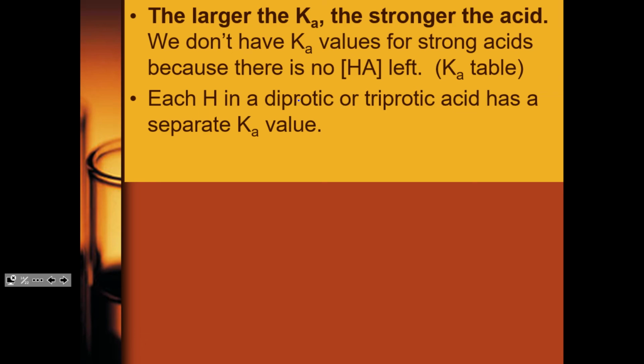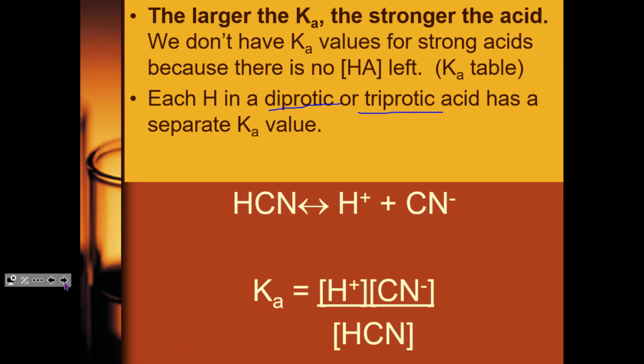Each H in a diprotic and triprotic acid has a separate Ka value. So if we have more than one hydrogen that can be dissociated, we'll have 3 different equilibrium expressions that we can write. So for this one, here's our equation. Products over reactants is our equilibrium expression, and we're going to throw brackets around these for concentration.